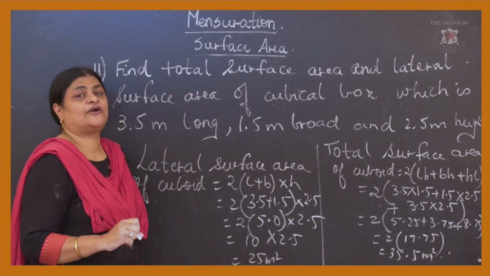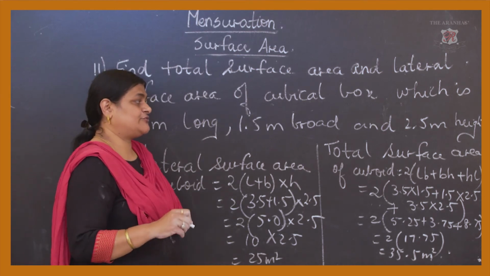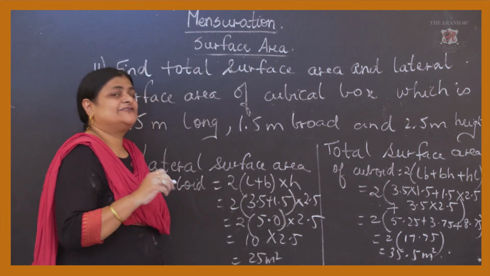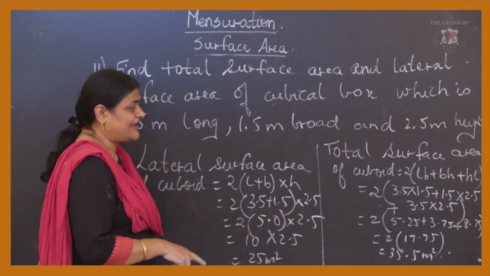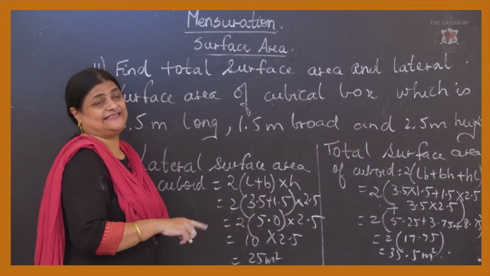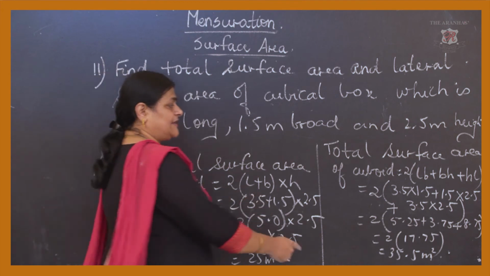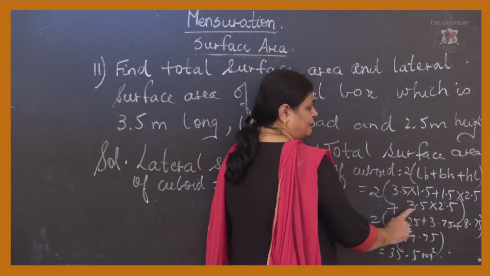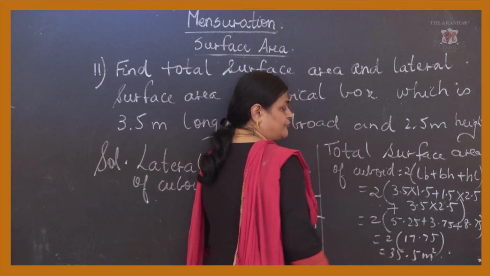Now, total surface area of cuboid, again here it will be 2 into length into breadth plus breadth into height plus height into length. Substituting the values, which are length, breadth, height. So here 3.5 into 1.5 plus 1.5 into 2.5 plus 3.5 into 2.5.